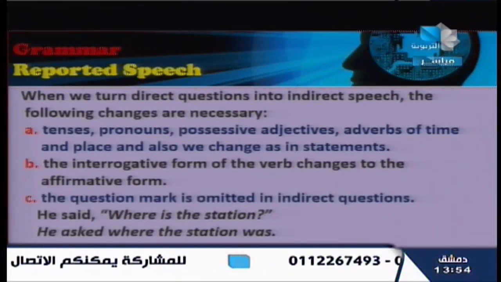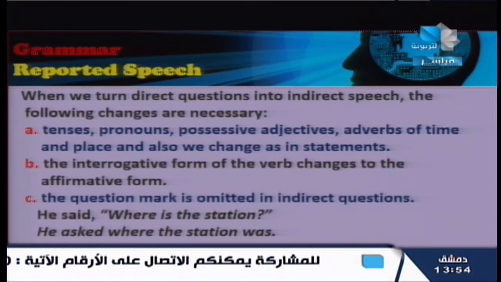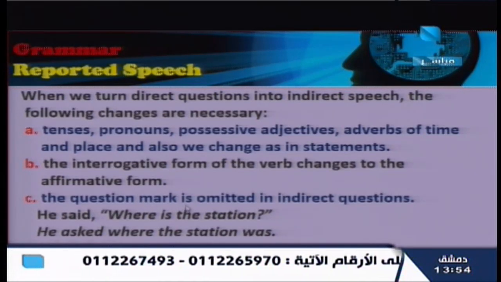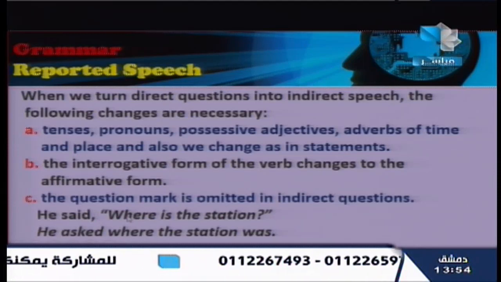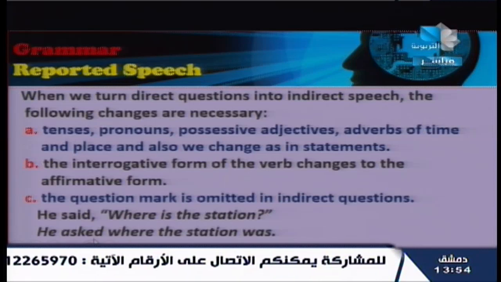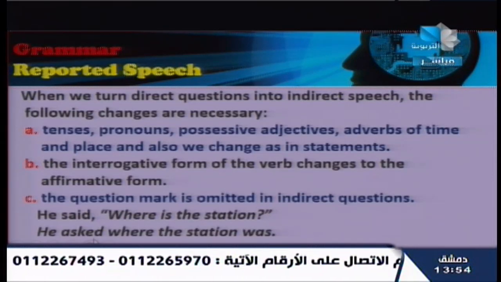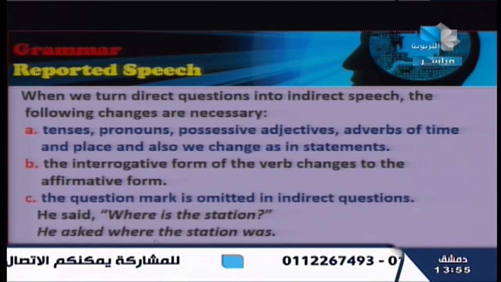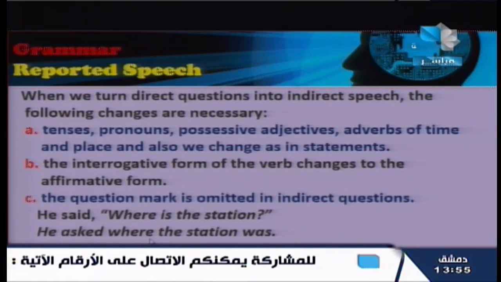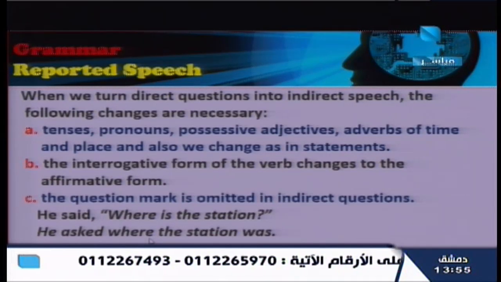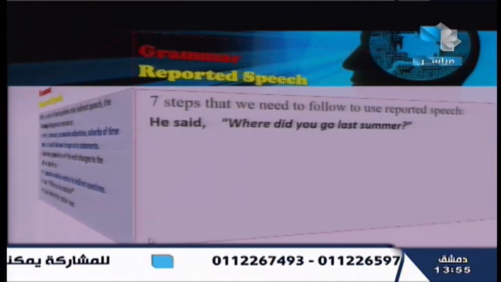The interrogative form of the verb changes to the affirmative form, and the question mark is omitted in indirect questions. For example, "Where is the station?" Between quotations we use a question mark, because it's a question. A reported question is a normal statement. He asked where the station was. Good. Thank you.